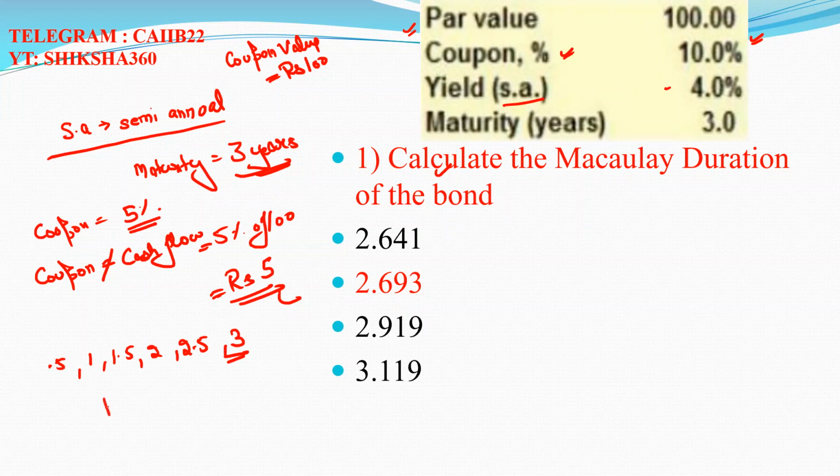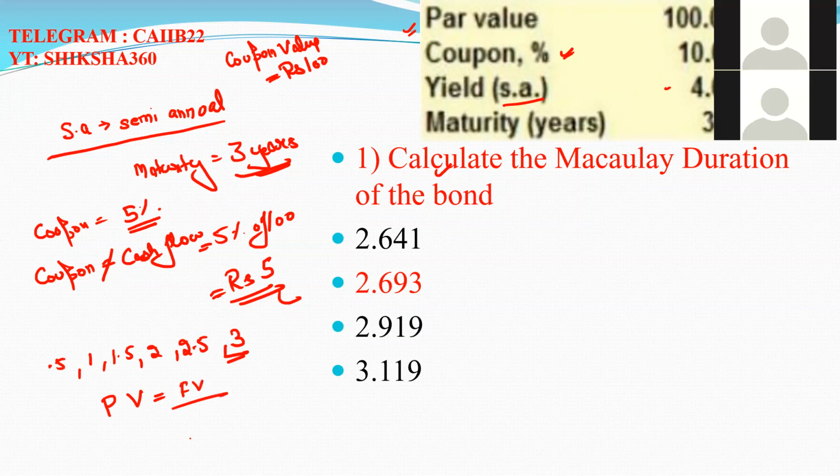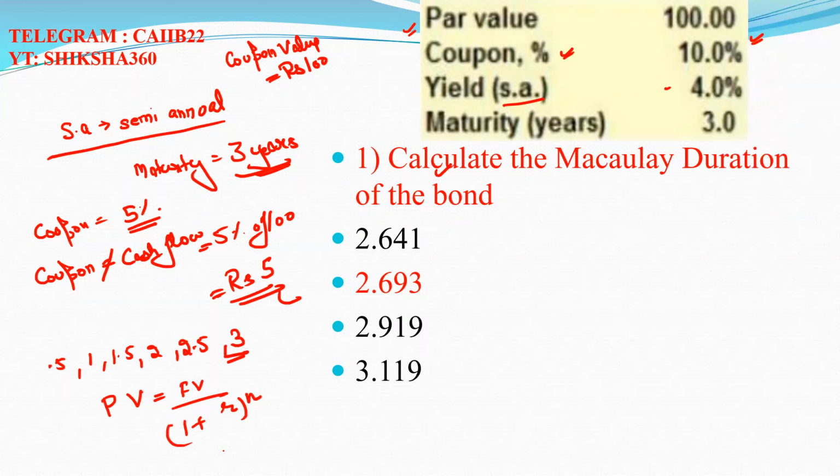Now the present value is equal to future value upon 1 plus r power n. We have to do this step by step calculation. So how can we find it? First of all, what is r? Actually this is 4%, but we have to take it as 2%.